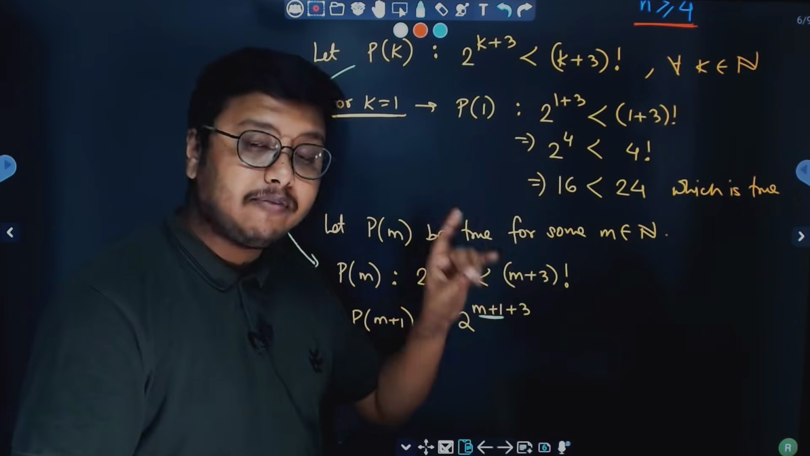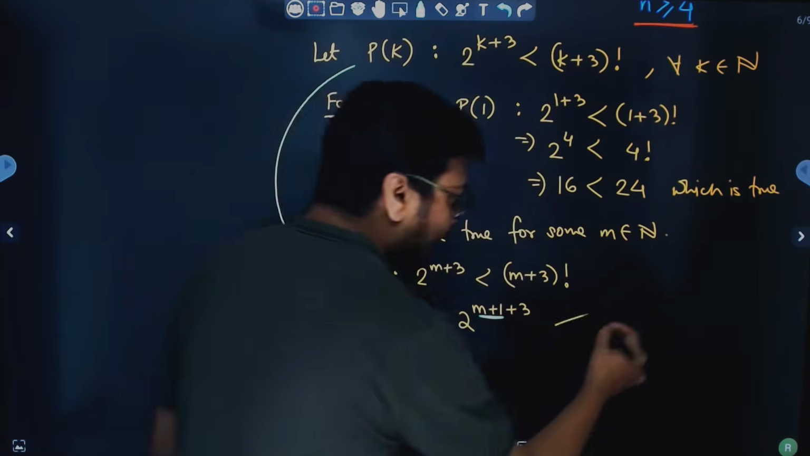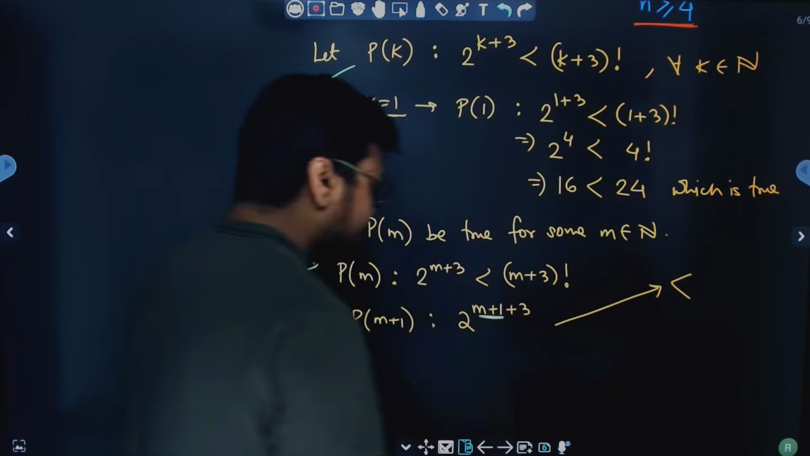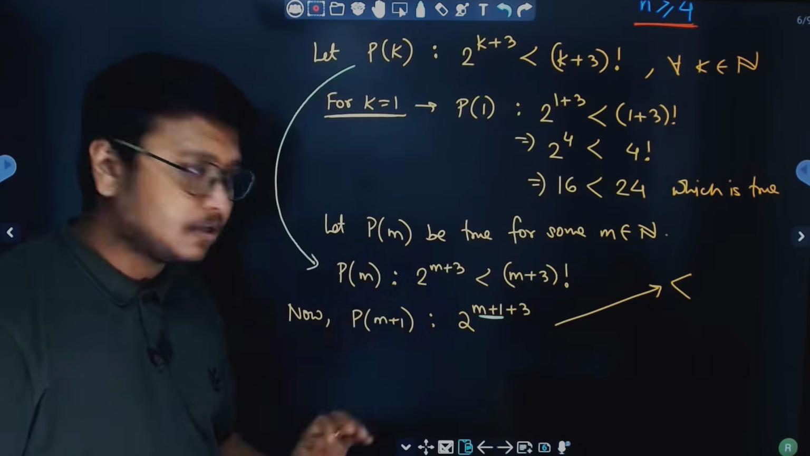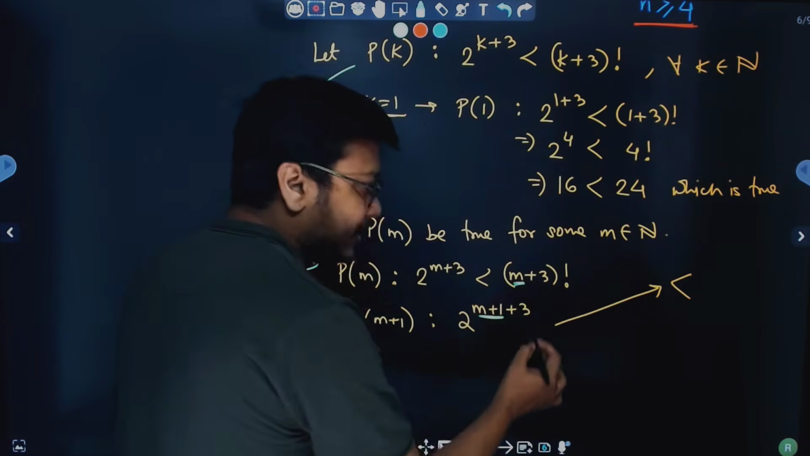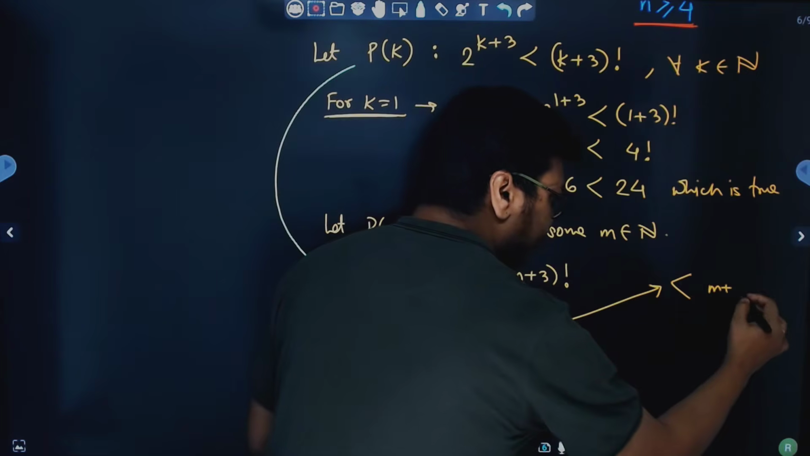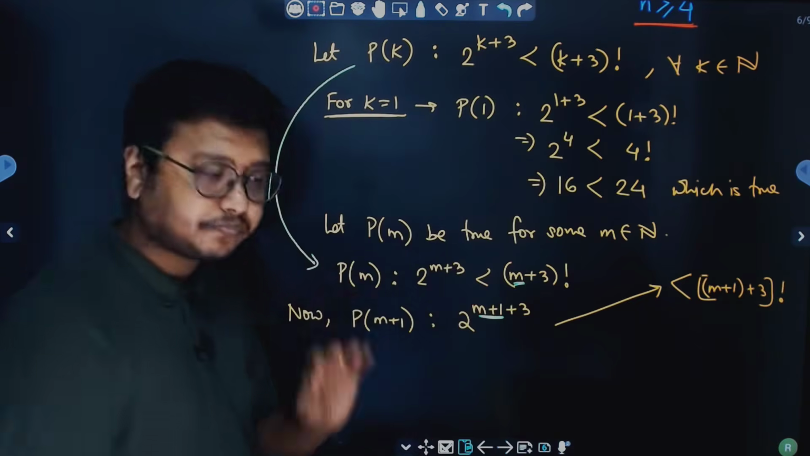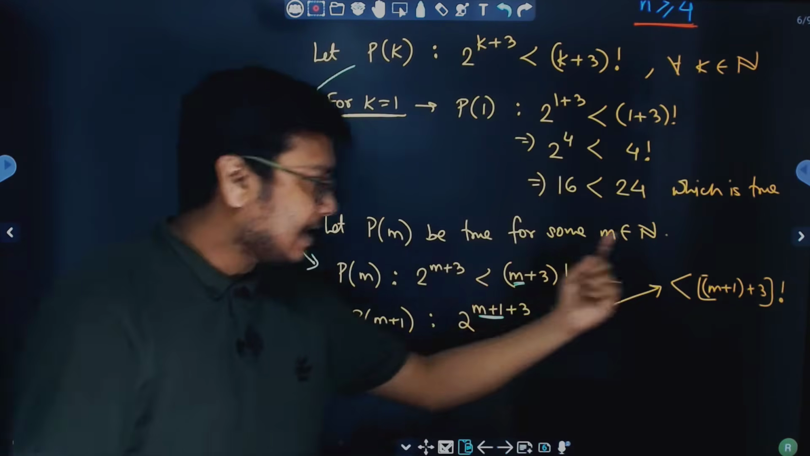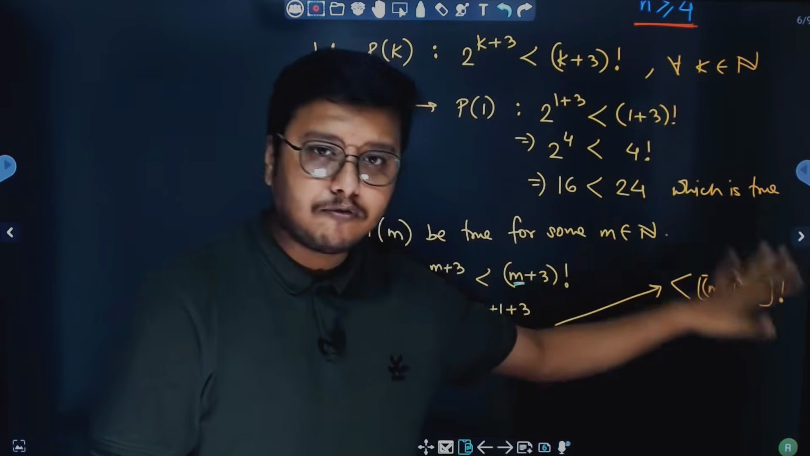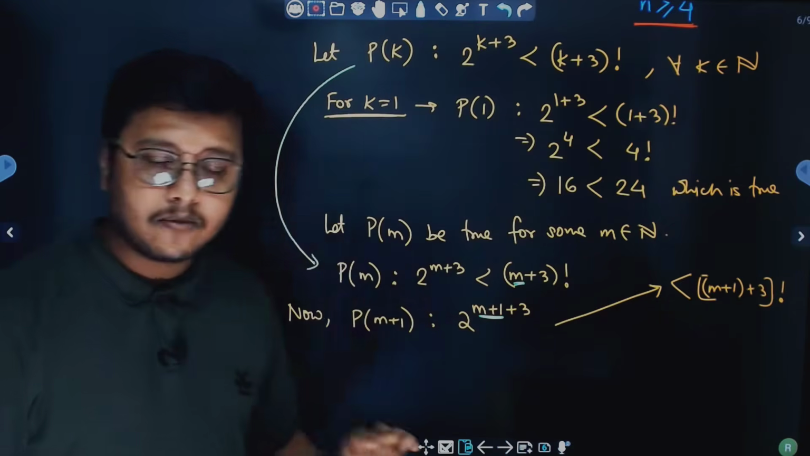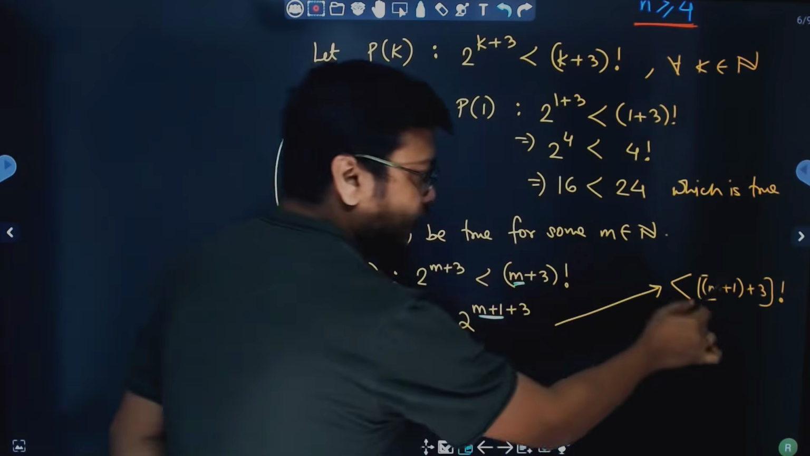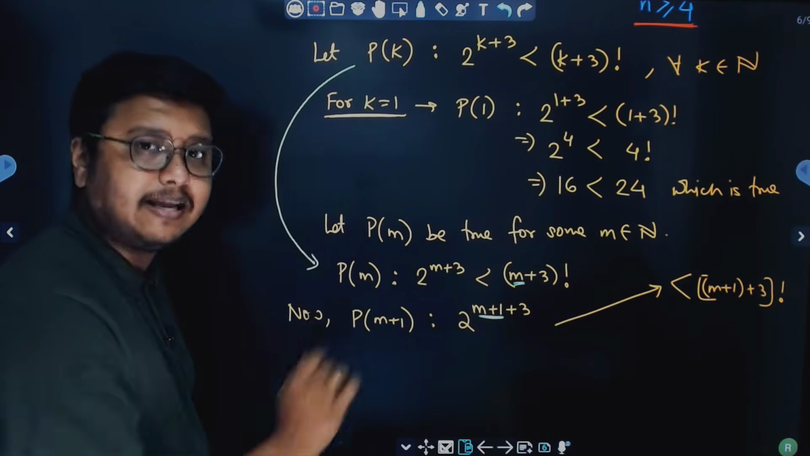Now remember, what are we trying to show? We are trying to show that this is less than m plus 1 plus 3 whole factorial, just replacing the m with m plus 1. So we are trying to show that this is less than basically m plus 4 factorial written in this format. Okay, so keep this in your mind. All right, so we are going to start from here and slowly show that it is ultimately less than m plus 4 factorial.